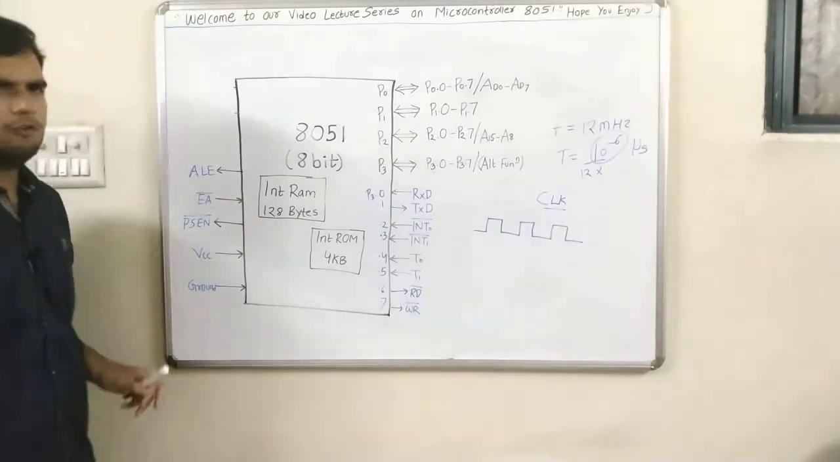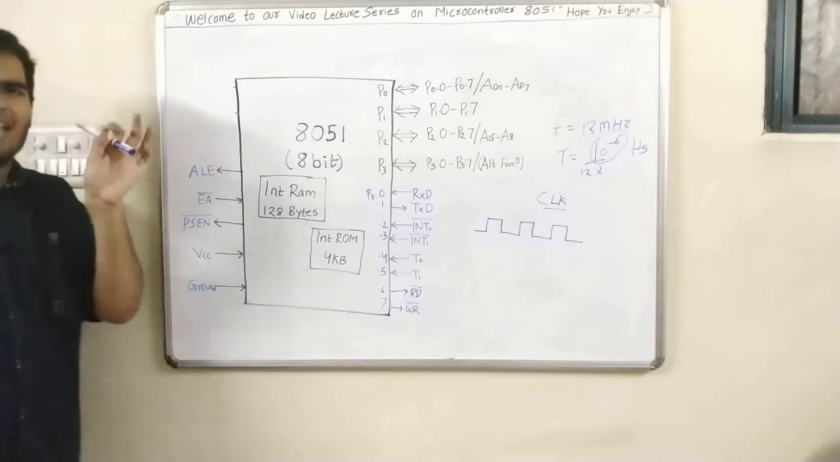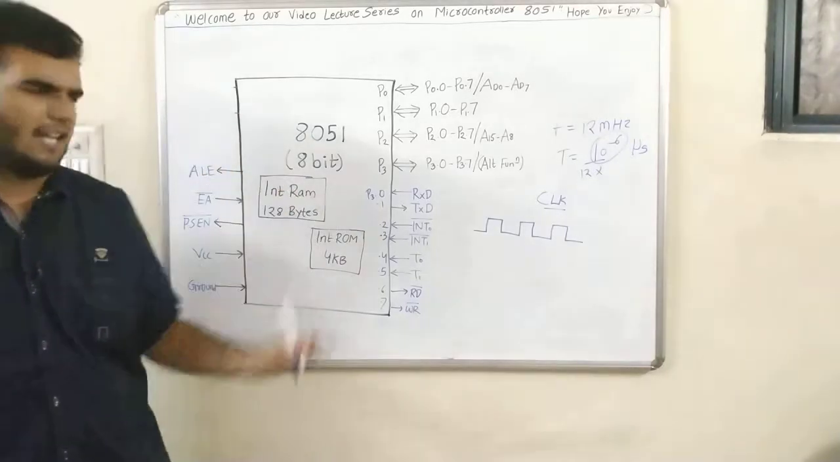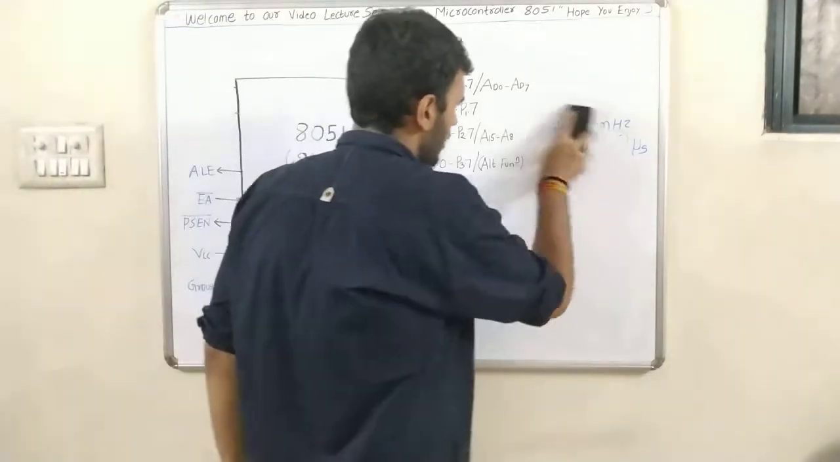So ALE bar. So what is ALE? It is address latch enable. So we will see that now.